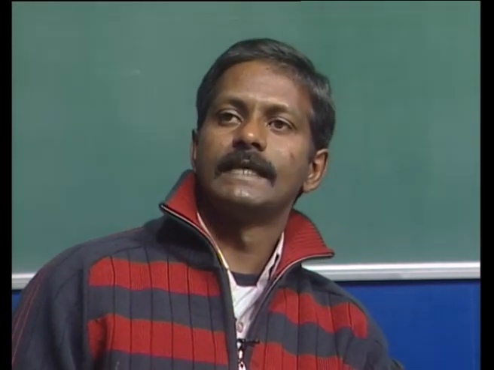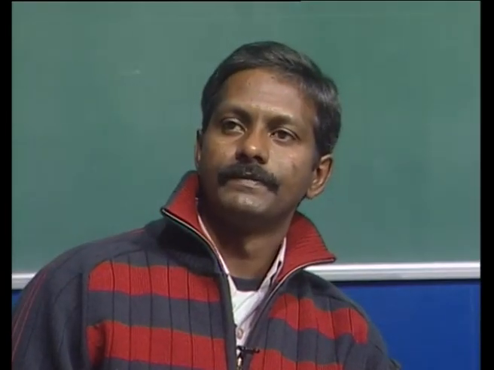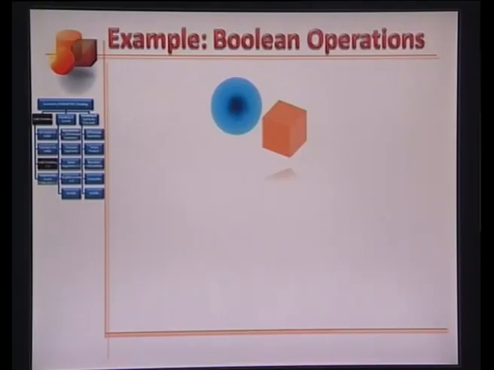Let's take a few examples on Boolean operations. Very simple ones. Let's say a sphere and a cube are interacting with each other. Why different operations? Why different set operations or Boolean operations? Imagine that I have transformed the sphere to lie over the top face of the cube in such a way that the center of the sphere rests on the top face of the cube.